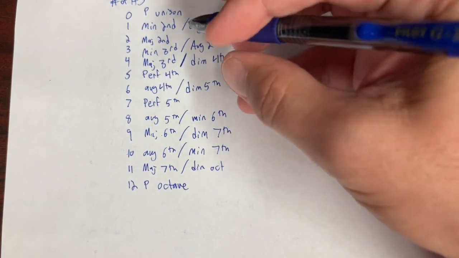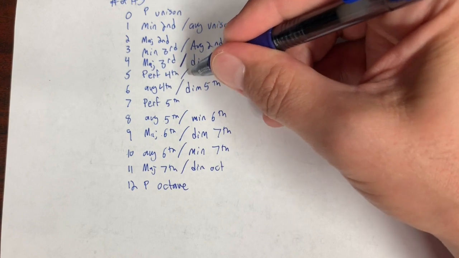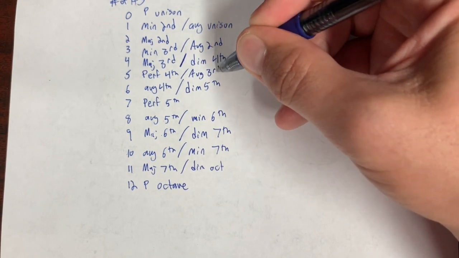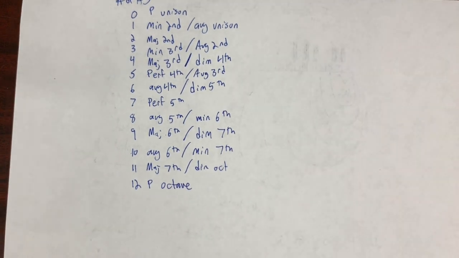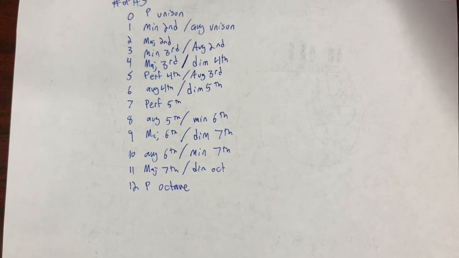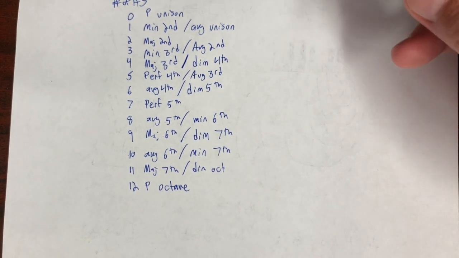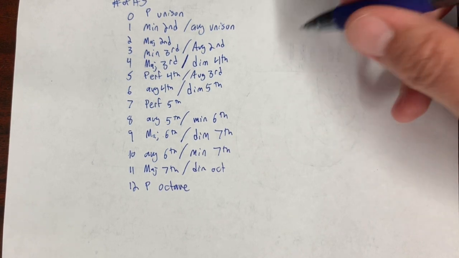I didn't write them all down yet, but like this fourth we could call an augmented third. Every once in a while you'll have a reason to call it an augmented third. Why? Because it depends on how it's spelled. When we're talking about interval quantity, it's all about alphabet.